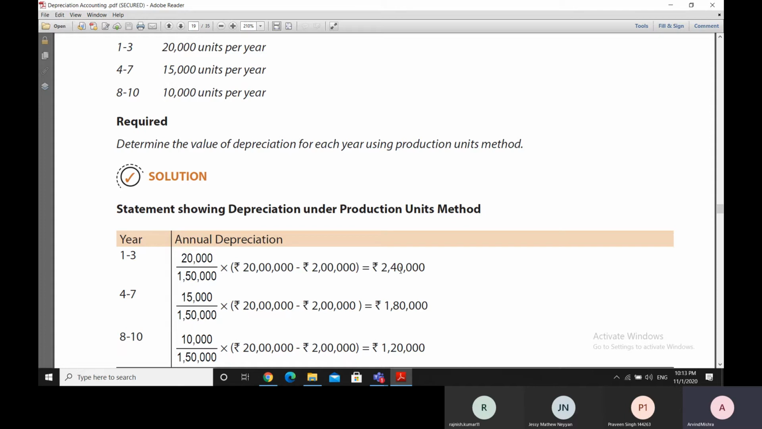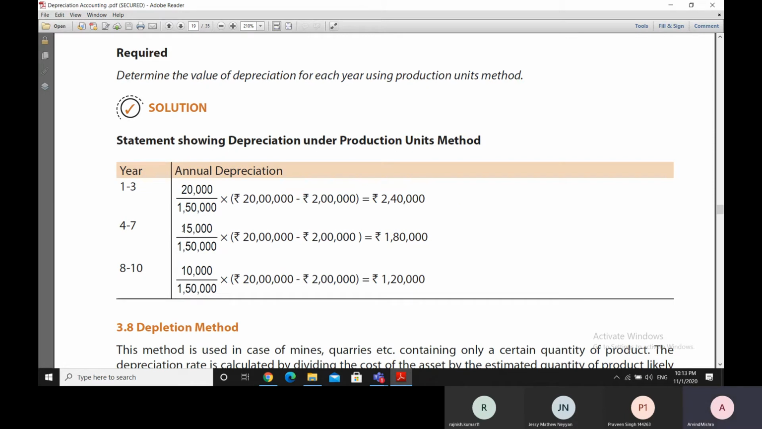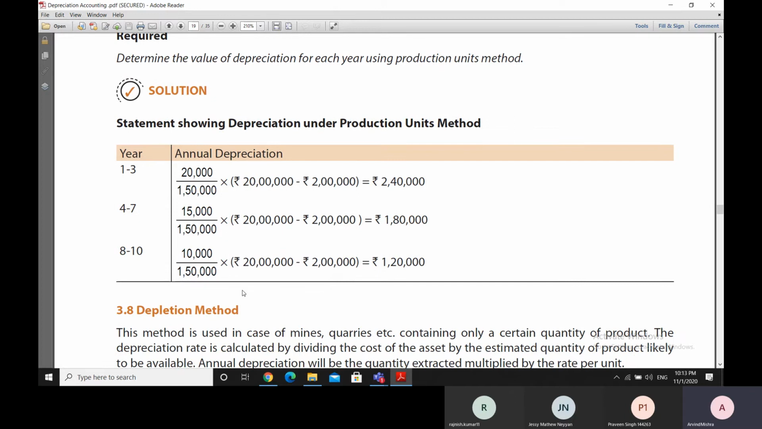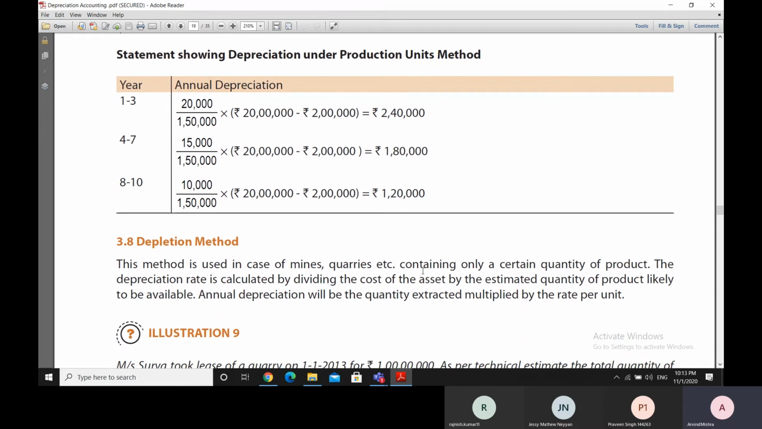So for the first 3 years, every year the depreciation would be 2,40,000 rupees. For the next 3 years, the expected production is 15,000. So 15,000 upon 1,50,000 gives us a 1 upon 10 ratio out of the 18 lakh rupees depreciation value. So that gives us 1,80,000 rupees annual depreciation from the 4th to 7th year, and then from the 8th to 10th year we are taking a unit production of 10,000. So 10,000 upon 1,50,000 gives us a 1 upon 15 ratio of the 18 lakh rupees depreciable value, which is equal to 1,20,000 rupees of depreciation every year.